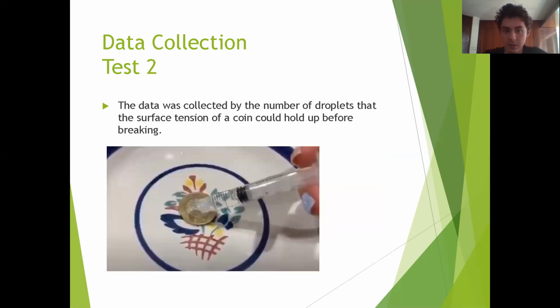For data collection for test two, the data was collected by the number of droplets that the surface tension of a coin could hold up before breaking. You can see here we're placing the water droplets, and the detergent breaks the surface tension of the water on the coin. Therefore, it's better for cleaning if it breaks the surface tension more easily. If it breaks easier, fewer droplets are going to be used to break the surface tension.